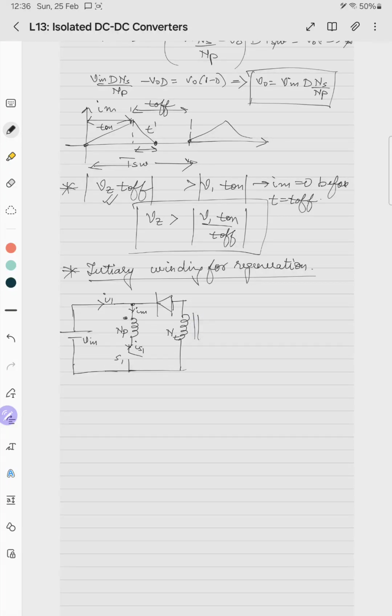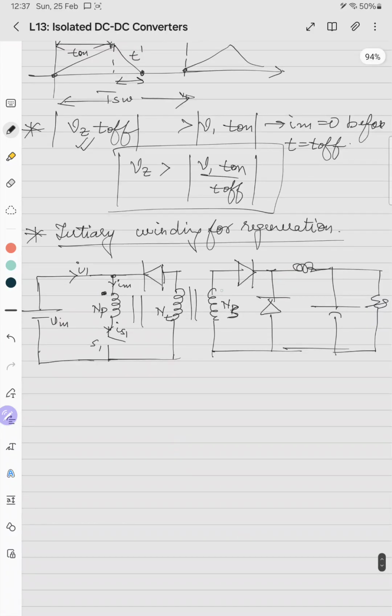Then we have a secondary winding, NP. A diode is added here so that a negative current does not flow through the secondary winding, inducing a positive voltage across the secondary during the turn off of the switch. That's why the diode is added here. So this is the forward converter with the tertiary winding. The aim of the tertiary winding is just to pump the energy which the transformer dissipates during demagnetization back to the source.